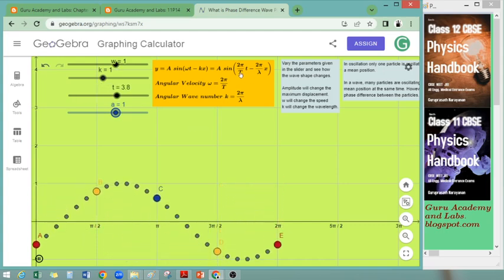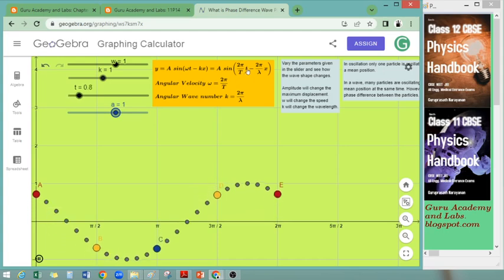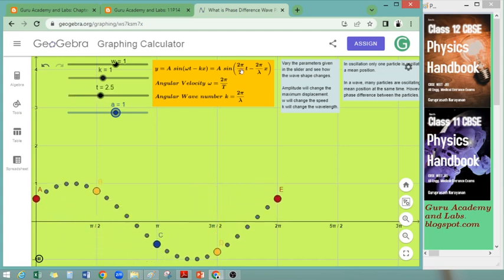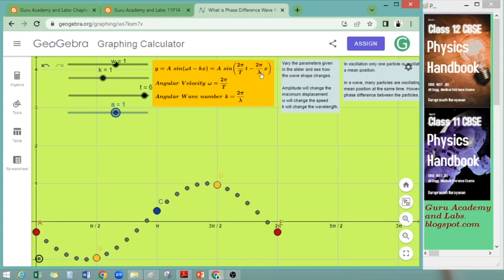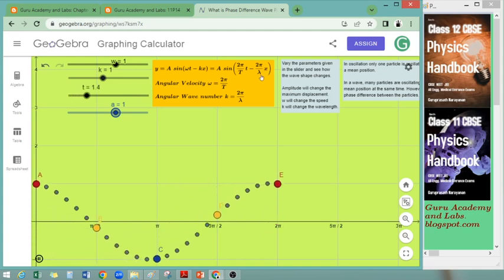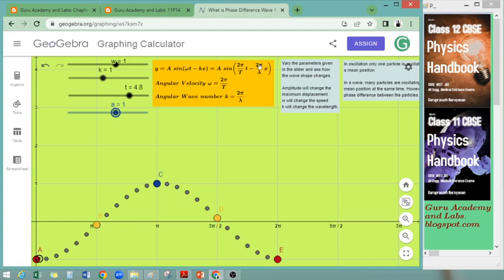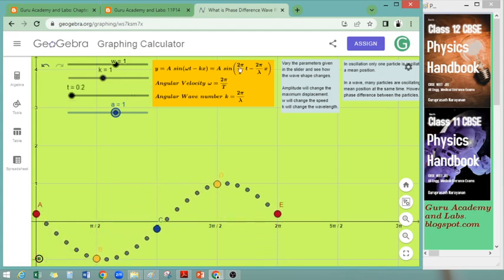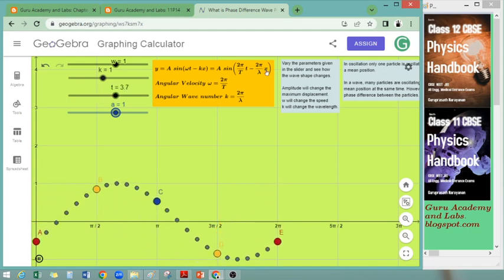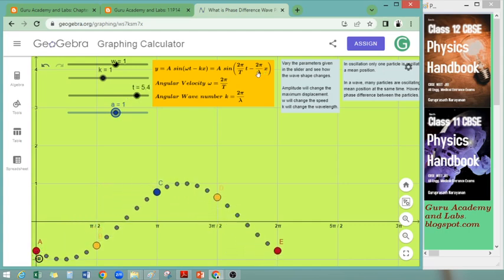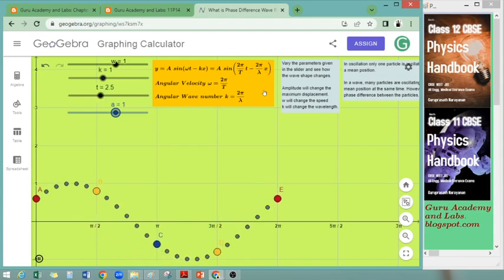One more thing I can share here is that capital T is in seconds. If this is in seconds, this should also be in seconds. So seconds cancel, and I'll be getting radians. Similarly, lambda is in meters, x is location, which means it is also in meters. So the units will cancel, and you will be getting radians. That means whatever you have in the brackets should be in radians. And as you must know, radians is dimensionless. So that's why these dimensions should cancel each other.